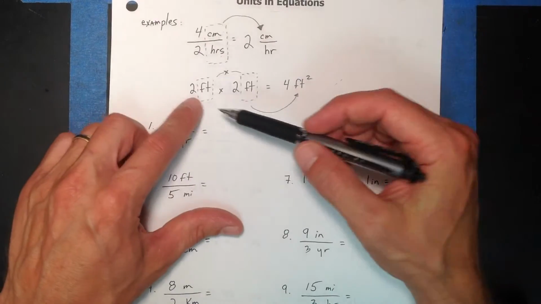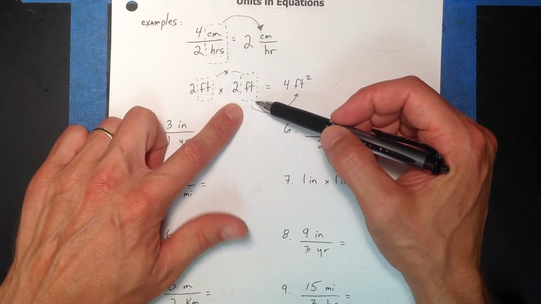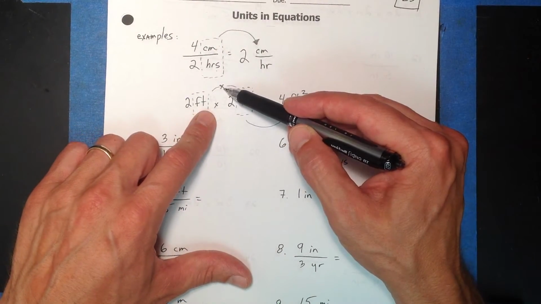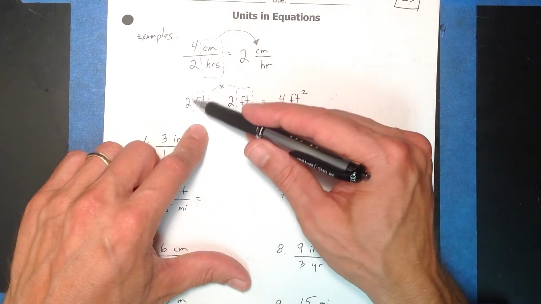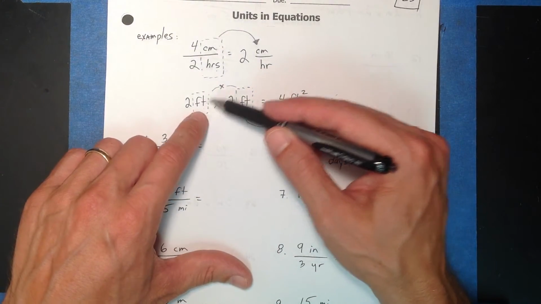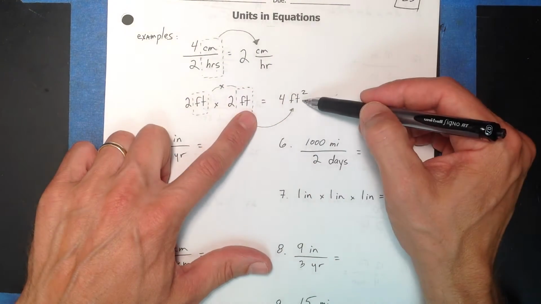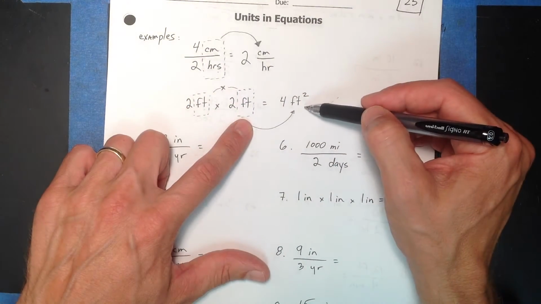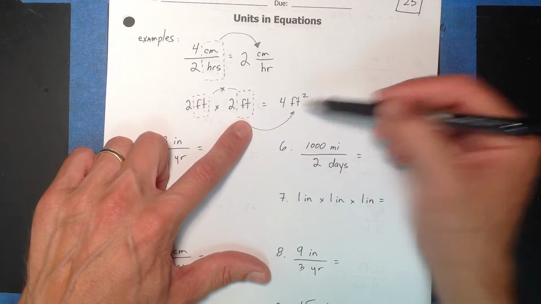This one here I have 2 feet times 2 feet. This would be if you're finding the area of something. And here, this is like my multiplication sign. So I draw little boxes around the units here. Feet times feet is feet squared. Okay, so your answer again, 2 times 2 is 4. So 4 feet squared, or really we say 4 square feet.